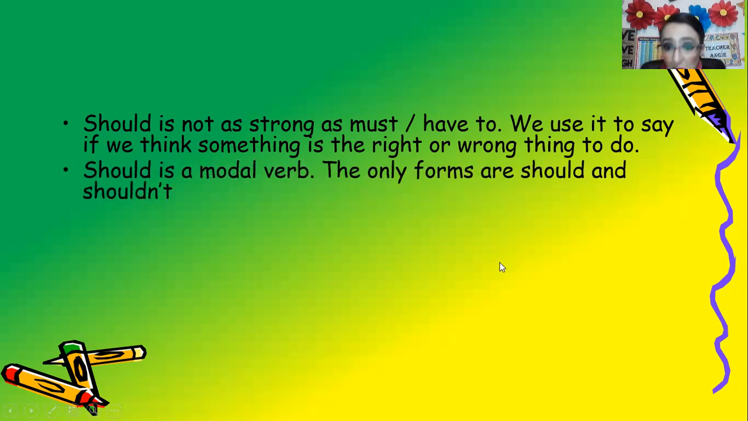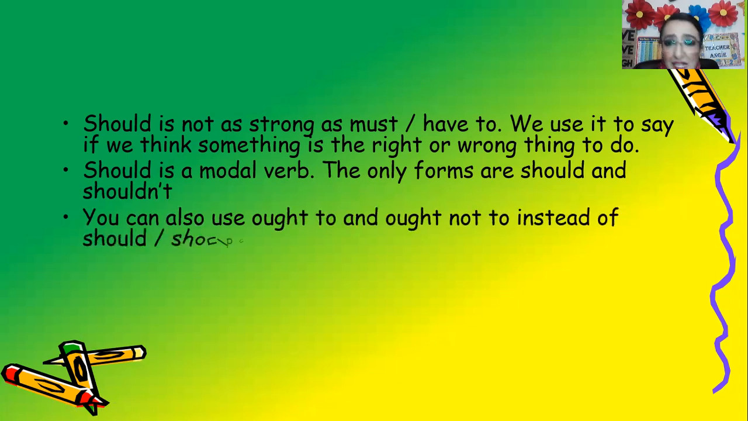Should is a modal verb. The only forms are should and shouldn't. Ok, como verbo modal, solamente va a tener should or shouldn't. No vayas a separarlo y decir should not. Ese no se utiliza. Aquí este se utiliza con should y shouldn't. El mustn't o el haven't to sí se separan porque son contracciones, pero en este caso el should, para decir que no, va a ser shouldn't, no vamos a ponerle el should not.